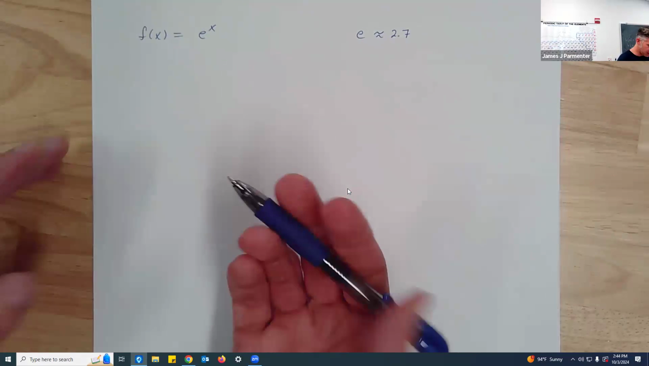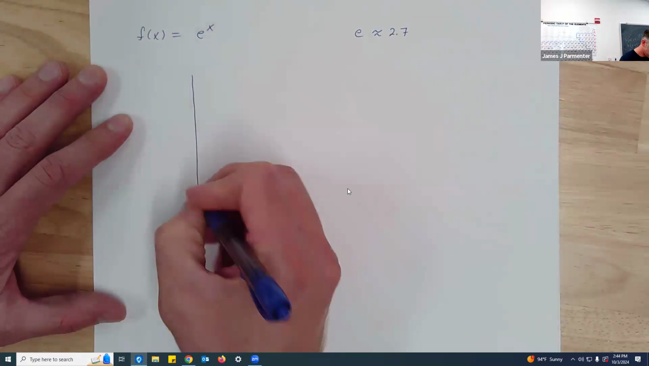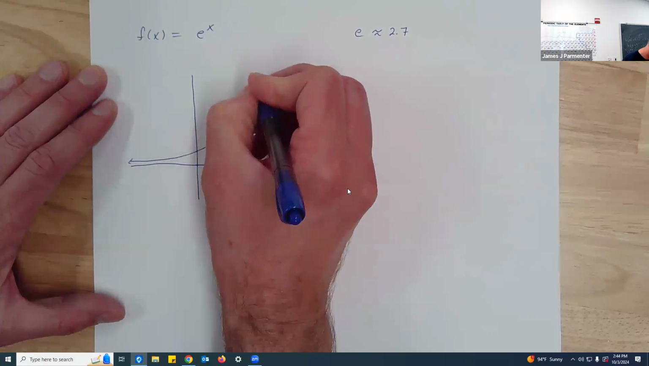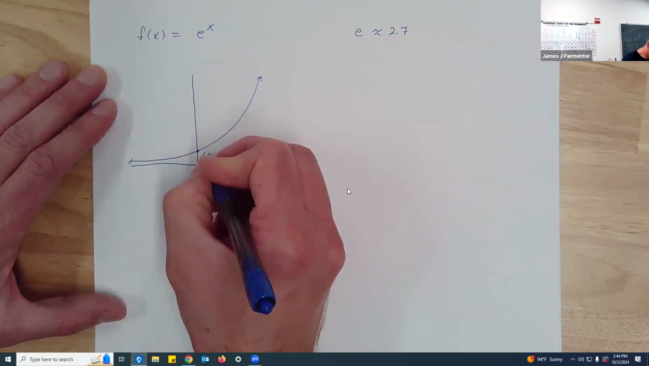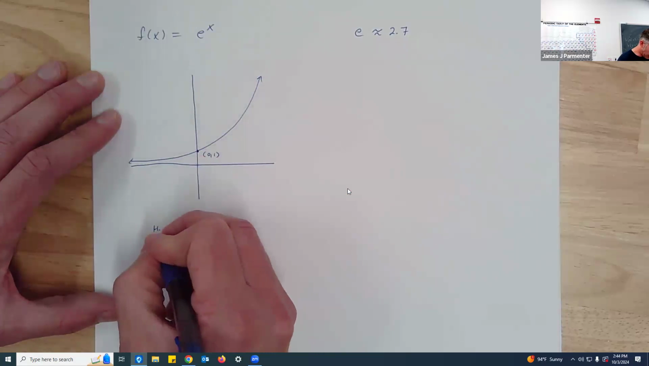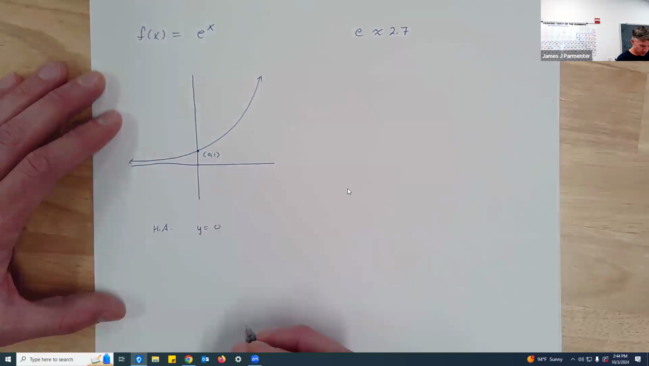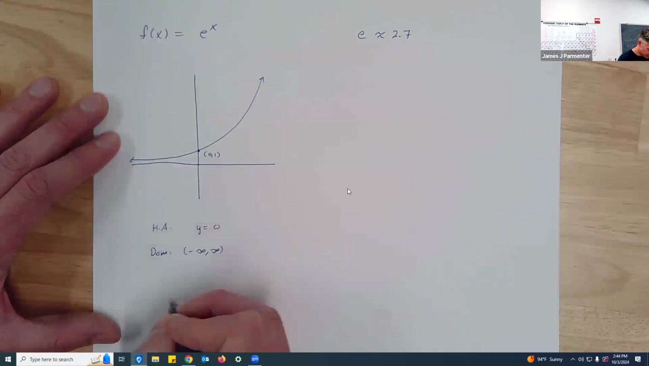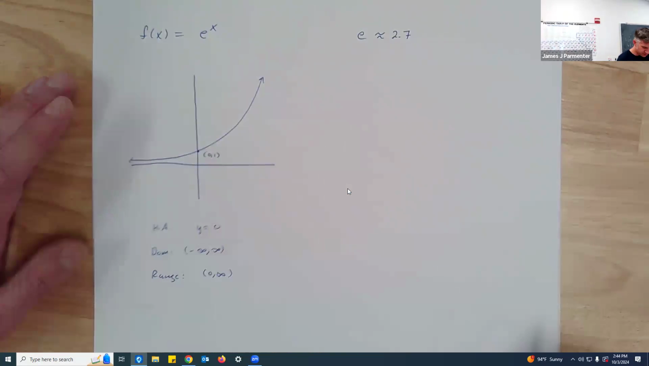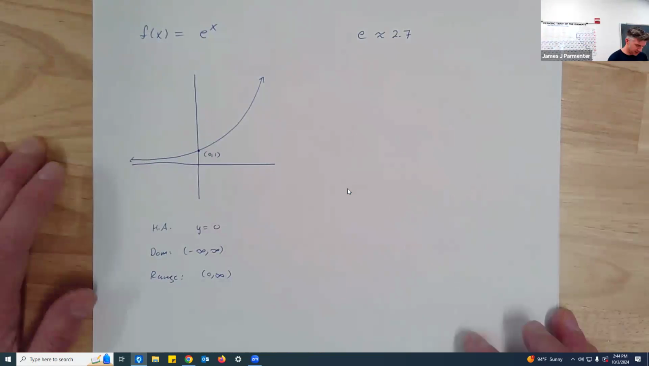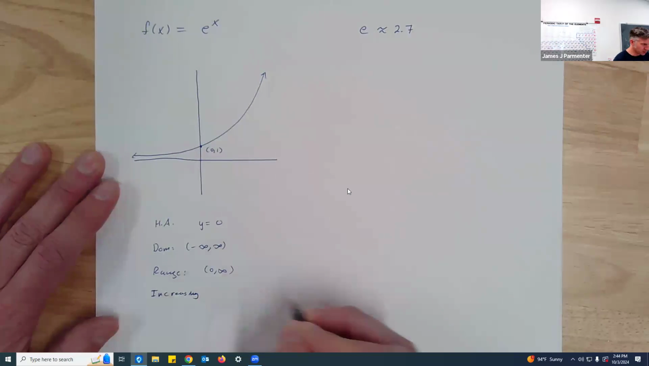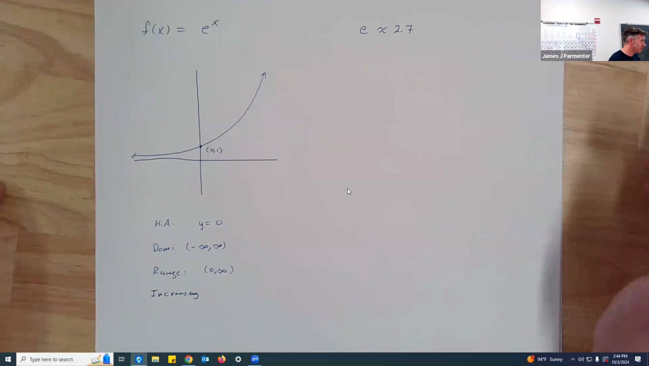And the graph of e to the x looks like this. You have an intercept at 0, 1. You have a horizontal asymptote at y equals 0. The domain is everything. The range is all positive numbers. It's also worth noting that this is an increasing function, which just means that visually it gets bigger from left to right.